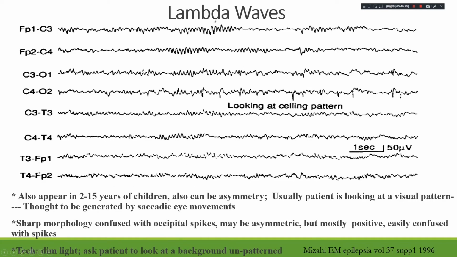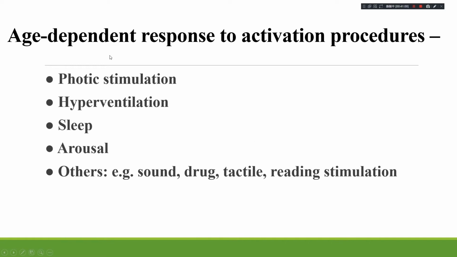And lambda activity also appears in children 2 to 15 years old, and can also be asymmetrical, usually when looking at the ceiling or a pattern. At this time, we can ask the patient to look at the background, not a pattern, and also dim the light. This is caused by saccadic eye movement.